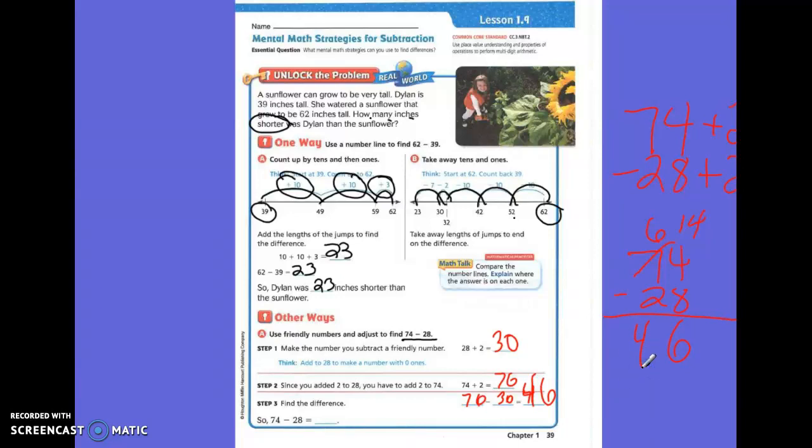Okay, so this is not like adding. Remember when we were adding, what we would do to one sum, we would do the opposite to the other, right? This one's actually that you're doing the same thing, it looks like. So 74 minus 28 is? 46. Okay, go to the next page.